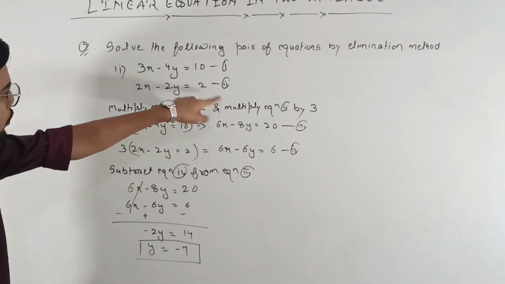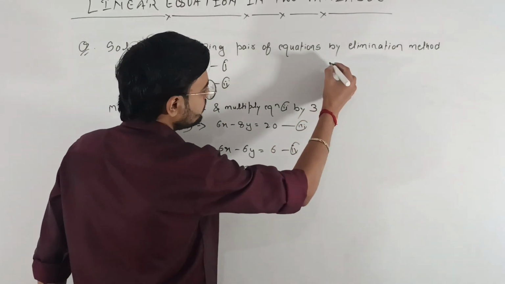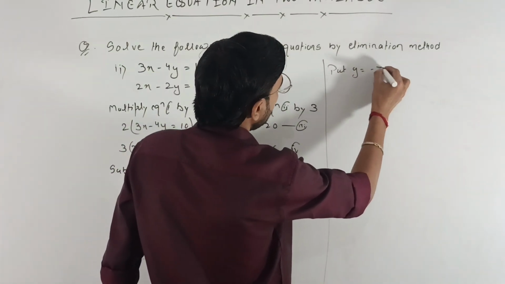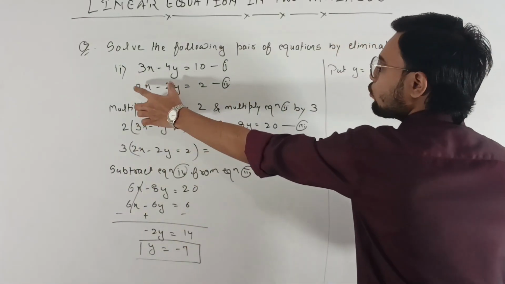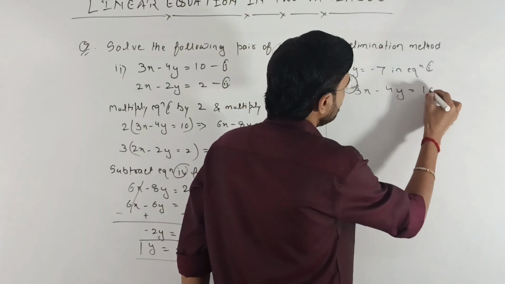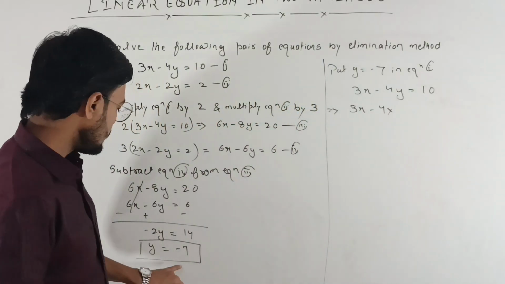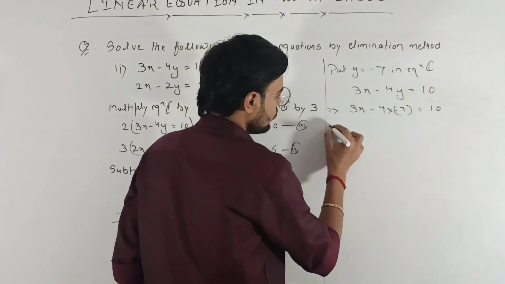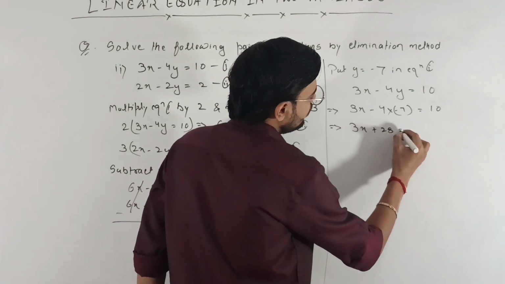Now put this value of y in 1, 2 or 3, 4. So I put this value of y, minus 7, in equation number first. Equation first is 3x minus 4y is equal to 10. Okay, so now 3x minus 4 into y, which is minus 7, is equal to 10. Now look, this is 3x, and minus 4 times minus 7 is plus 28, is equal to 10.